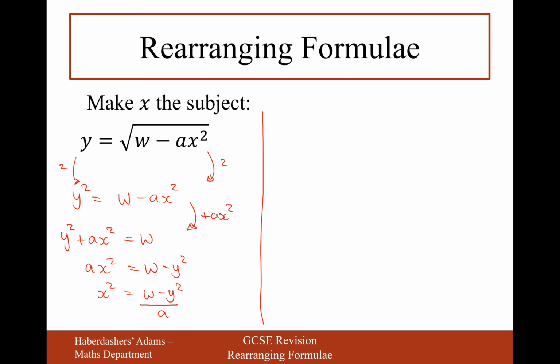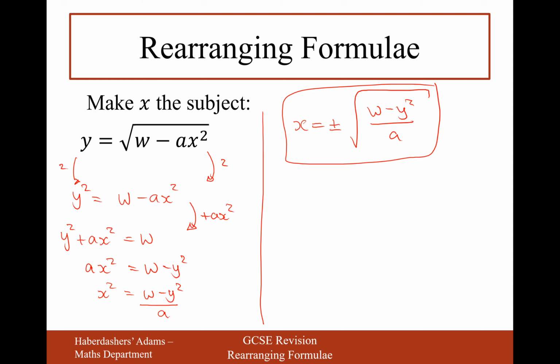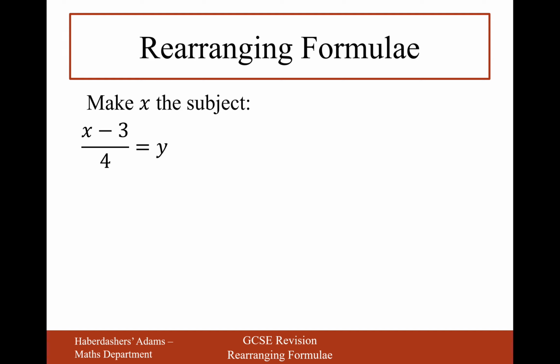And then the last thing we'll do is get rid of this squared symbol by square rooting. So it's going to be x equals plus or minus the square root of w minus y squared over a. And there we are. That's the answer in this question. Okay, we're going to move on to some fractions questions now. So pause the video and give this one a go.